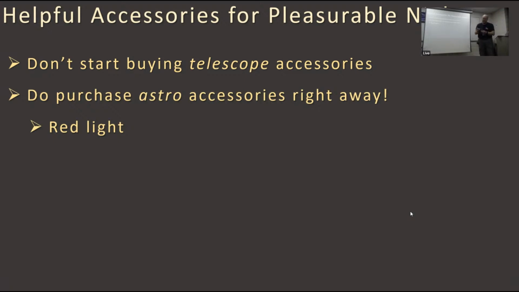Here, Ralph's got a nice little pencil light. That's very good, not very bright. You just need it to be able to see your controls and be able to see your star charts. Speaking of which, okay, you need a Sky Atlas. I'm going to pull this over here.